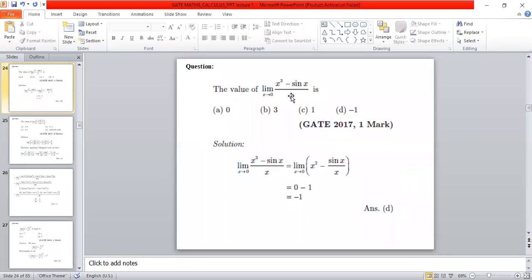x cube minus sin x upon x as limit x tends to 0. 0 by 0 form, L'Hospital, or there is common x, we can take x out if we want, or we can simply separate the two functions by dividing x and applying limit separately to them. So applying separate limits, we get limit x tends to 0, x square. Put x is 0, that is 0, minus limit x tends to 0, sin x upon x, that is standard 1. So your answer should be minus 1.